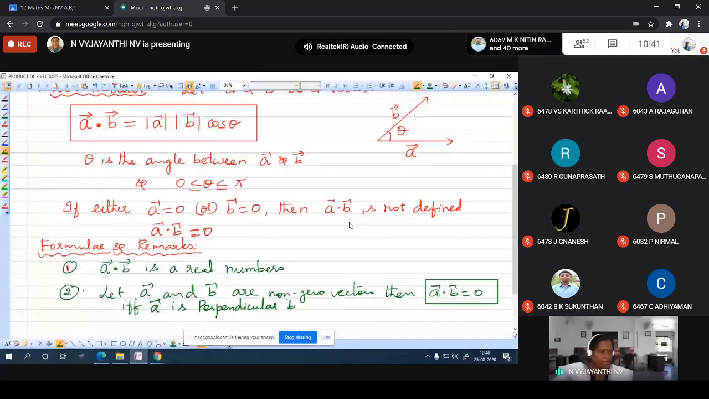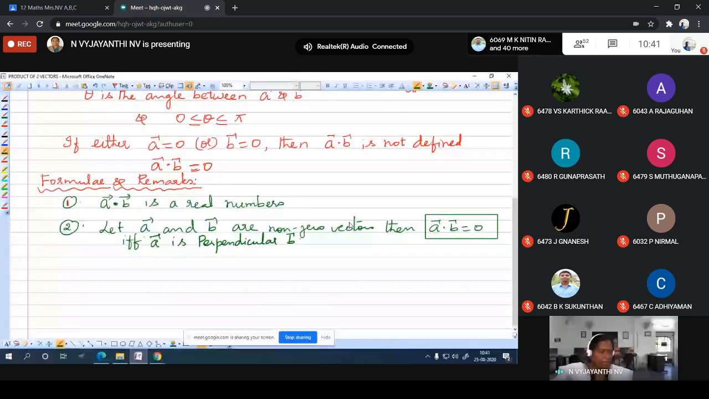If A, B both are non-zero, and if A dot B is equal to 0, then A is perpendicular to B vector. How to derive this proof?